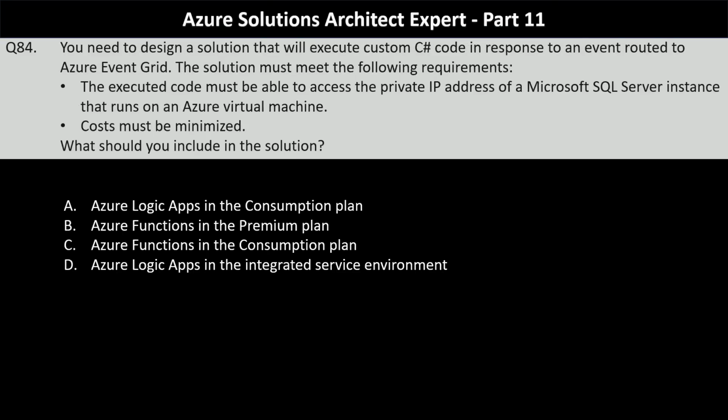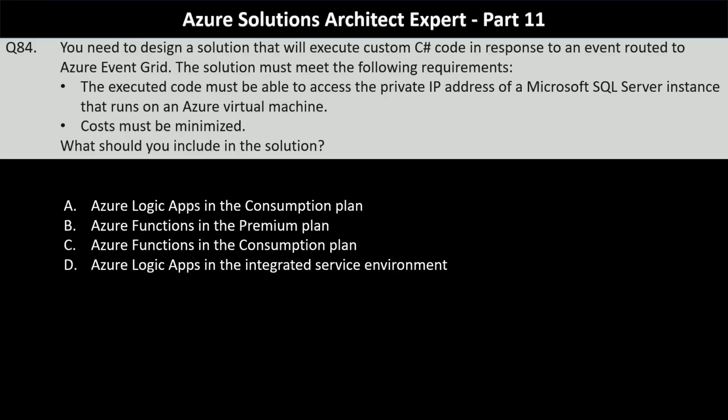Question number 84. You need to design a solution that will execute custom C# code in response to an event routed to Azure Event Grid. The solution must meet the following requirements. The executed code must be able to access the private IP address of a Microsoft SQL Server instance that runs on an Azure virtual machine. Costs must be minimized. What should you include in the solution? Your options are Azure Logic Apps in the consumption plan, Azure Functions in the premium plan, Azure Functions in the consumption plan, Azure Logic Apps in the integrated service environment.